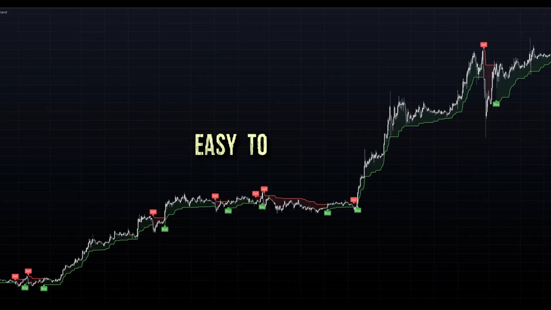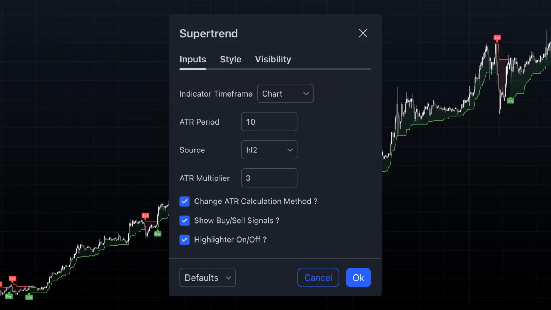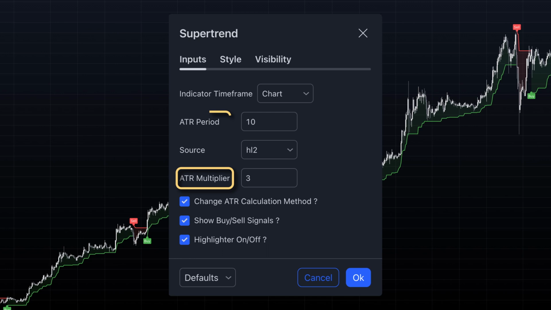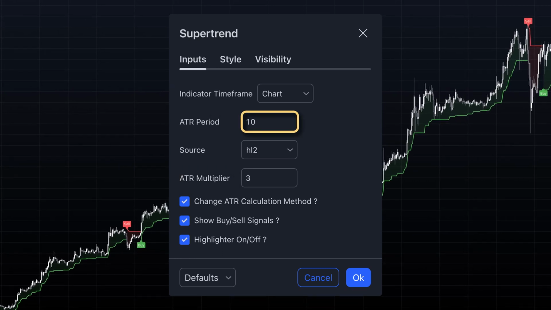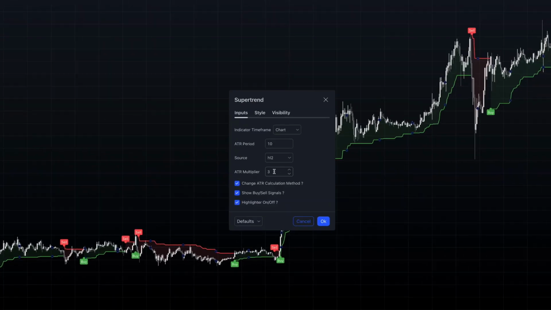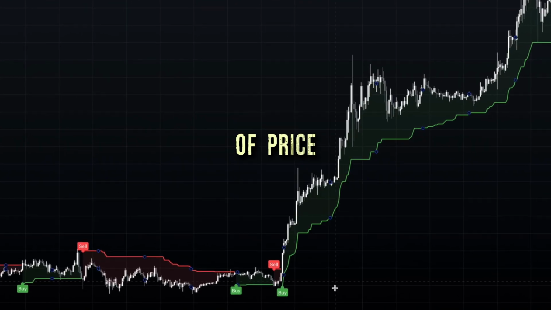The indicator is easy to use and provides an accurate reading of the ongoing trend. It is constructed with two parameters, the period and the multiplier. The default values are 10 for the average true range, ATR, or trading period, and 3 for its multiplier. The ATR plays a crucial role in the Supertrend as it signals the degree of price volatility.